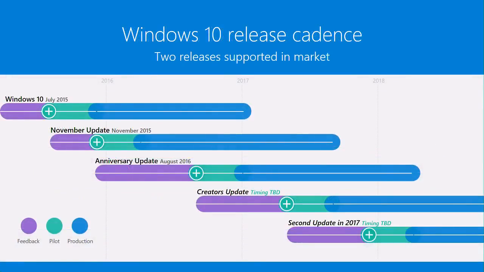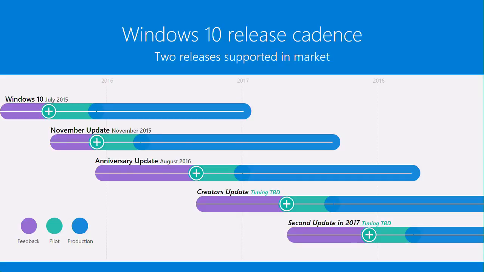So this is what the picture actually looks like. And what I've got mapped out here is essentially all of the releases of Windows 10, plus the 2 that we intend on shipping in 2017. So you can see the original Windows 10 in July 2015, then we did the November update, the Anniversary Update last August, and then the Creators Update coming soon, and then another one.